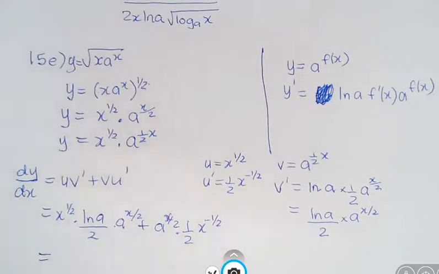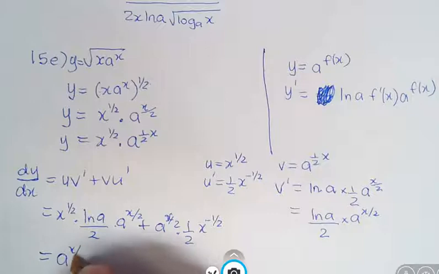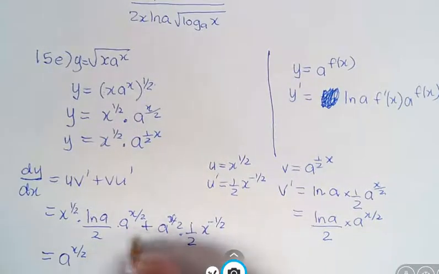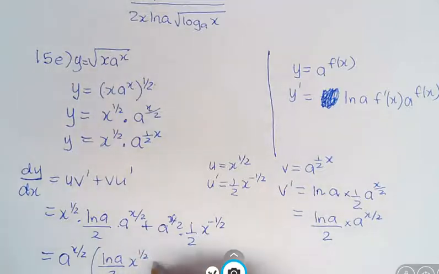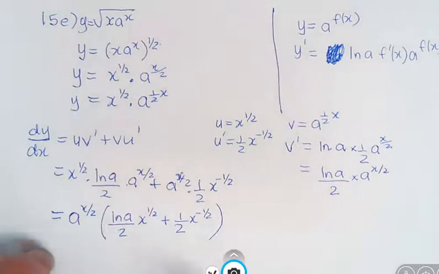Now this is all looking a little bit complicated, but we do have a to the power of x on 2 as a common factor. So let's pull that out. A to the power of x on 2 is a common factor. There and there, we're left with ln a on 2 times x to the power of a half, plus a half, and this is x to the power of negative a half. Because we've just taken out the a to the power of x on 2 to the front.